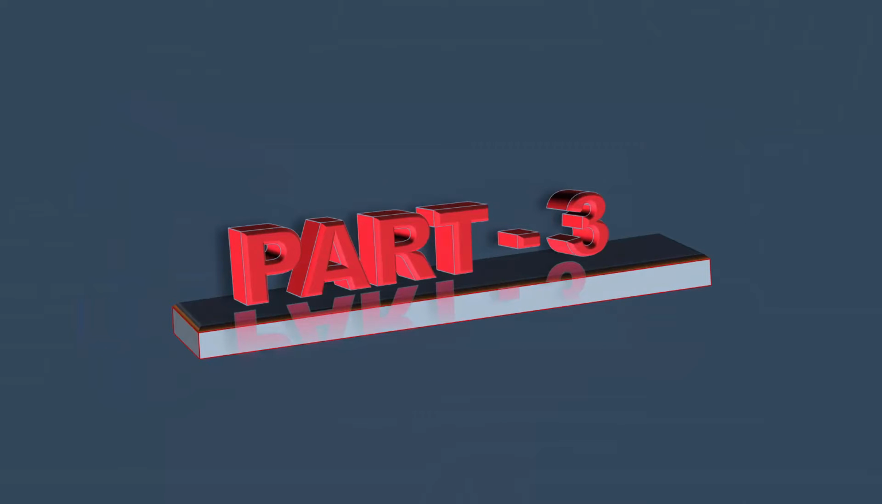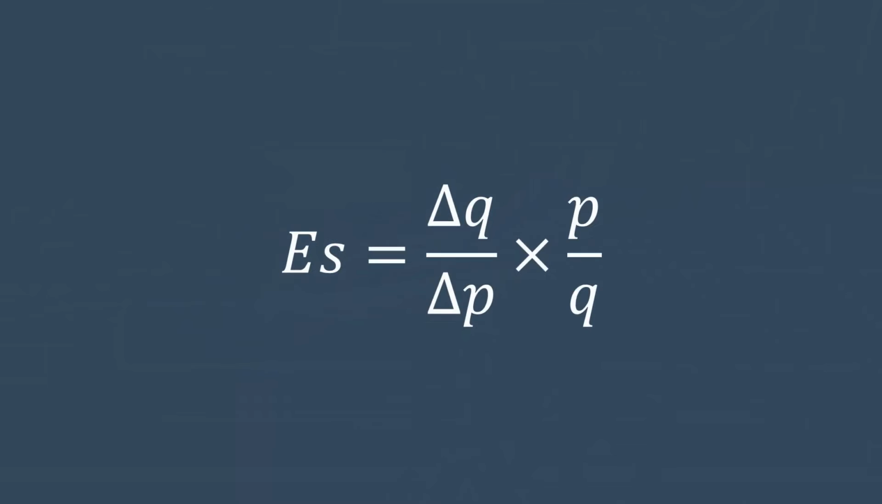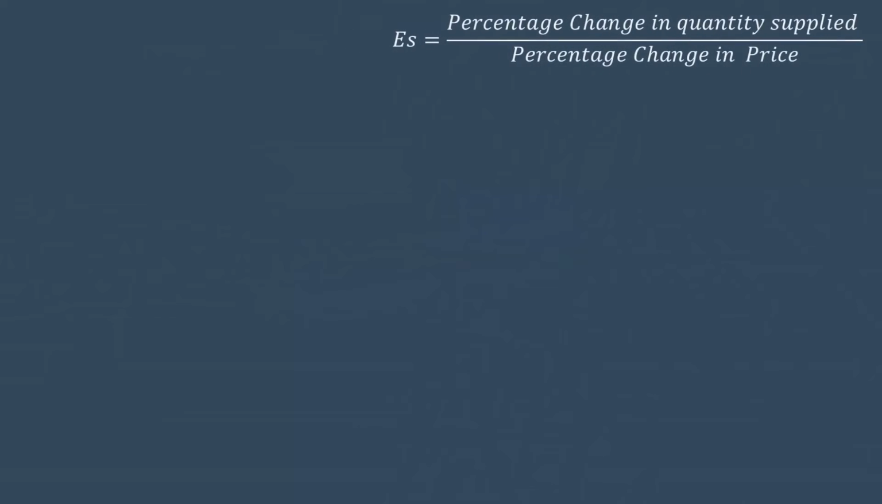Part 3. In the textbooks, you will have this formula: delta Q over delta P multiplied by P over Q. How do we obtain this? Recollect the percentage method formula we used in part 1. Elasticity of supply equals percentage change in quantity supplied over percentage change in price.